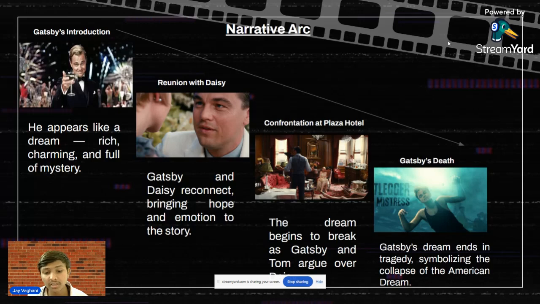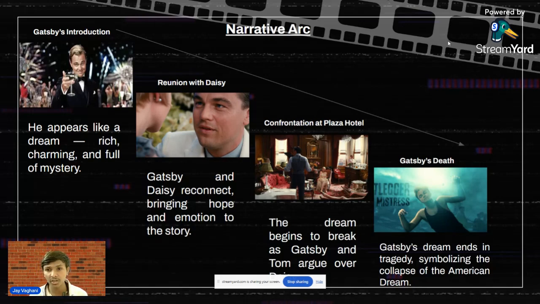Then another image is where he reunites with Daisy, the love he has waited for all these years. The story reaches a turning point at the Plaza Hotel, where Gatsby faces the storm and truth starts to break apart. And at the end, I put the image of the downfall of Gatsby. Gatsby's dream ends in tragedy, symbolizing the collapse of the American dream. And finally, we see him alone in the pool, a powerful ending to his emotional journey.